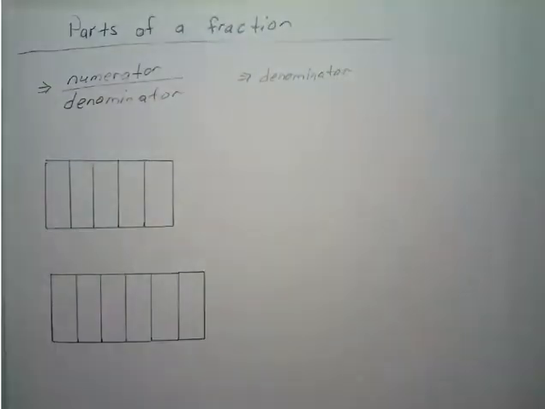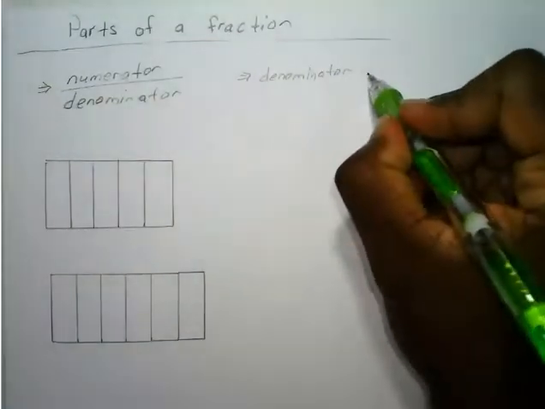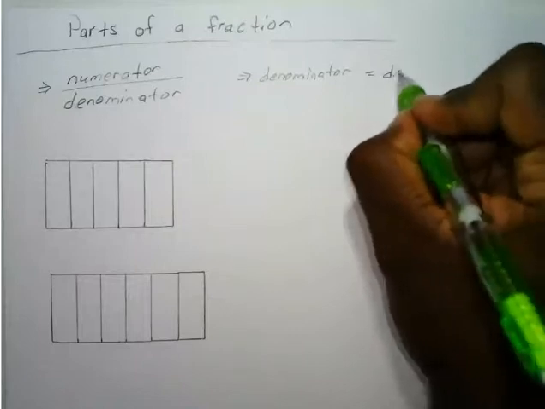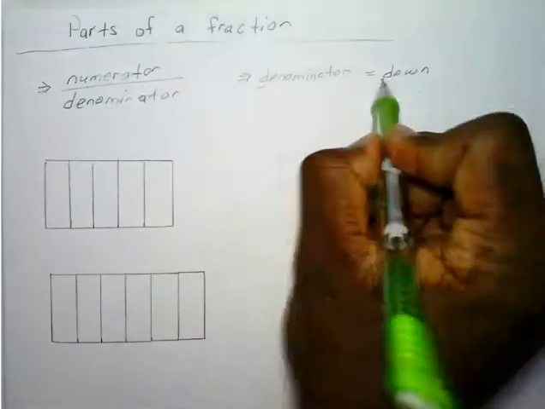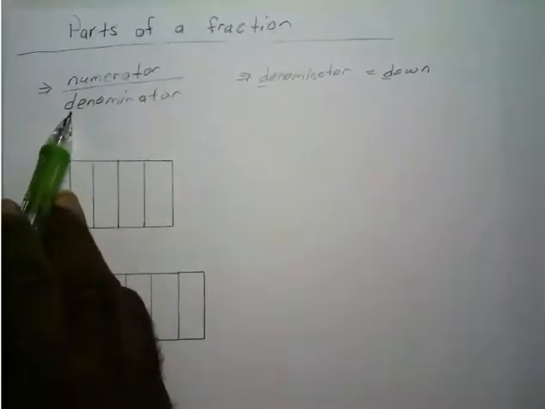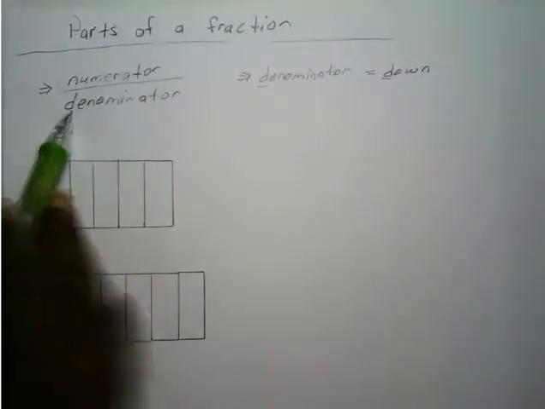is when you think of denominator, think of down. So denominator, down. That kind of gives you a hint that the denominator is the value on the bottom.